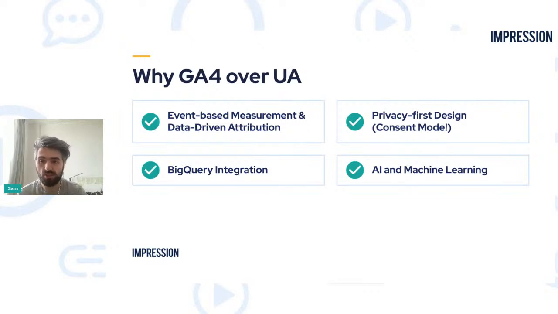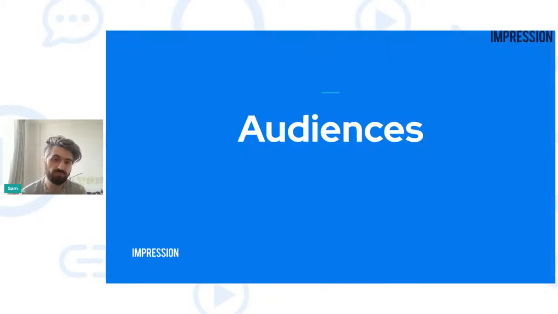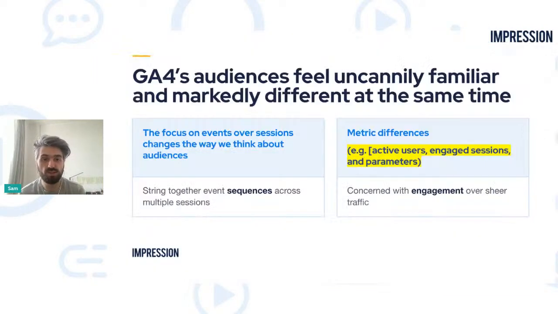The predictive metrics I mentioned earlier are very, very cool. Google will just apply their machine learning algorithms to your GA4 property for free, provided you meet the criteria, and that has a lot of promise. So let's talk about audiences.